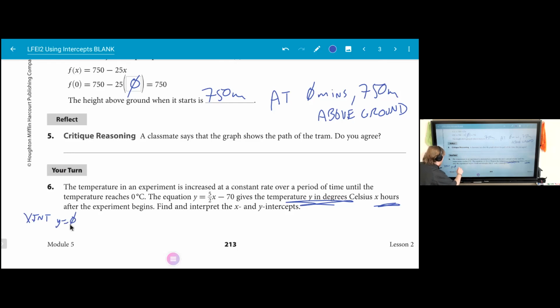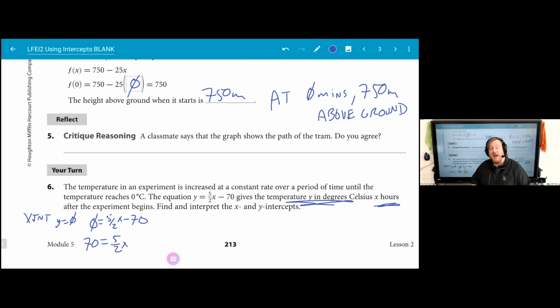So if I do that, 0 equals 5/2 x minus 70. I can add 70 to both sides. 70 equals 5/2 x. Now we have to divide by a fraction. It's a good thing we practiced that a lot. When I divide by a fraction, I instead flip or invert that fraction and multiply. So instead of dividing both sides by 5/2, I'm going to multiply both sides by 2/5. And here's how that works. Remember, this simplifies to 1. This simplifies to 1. I have 2/5 times 70.